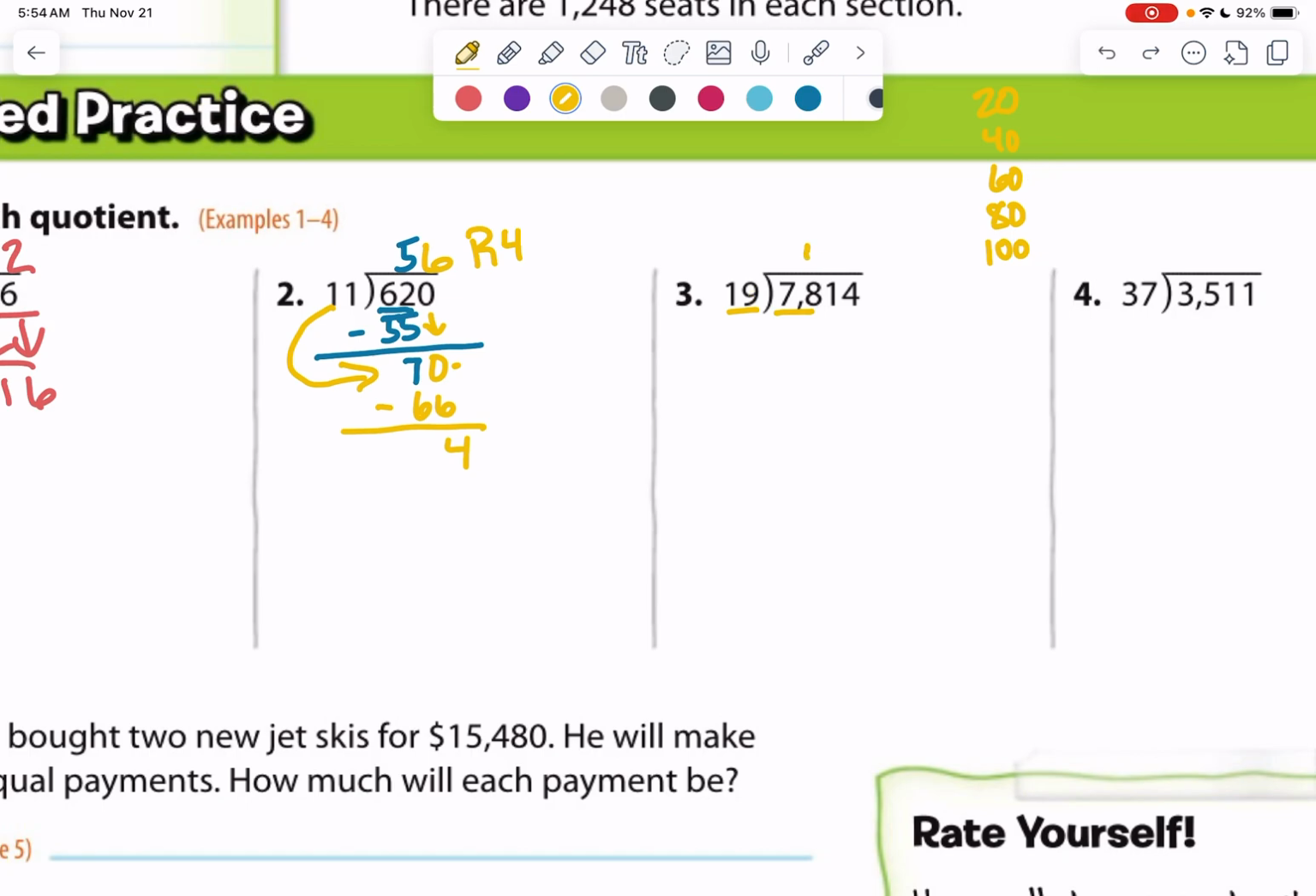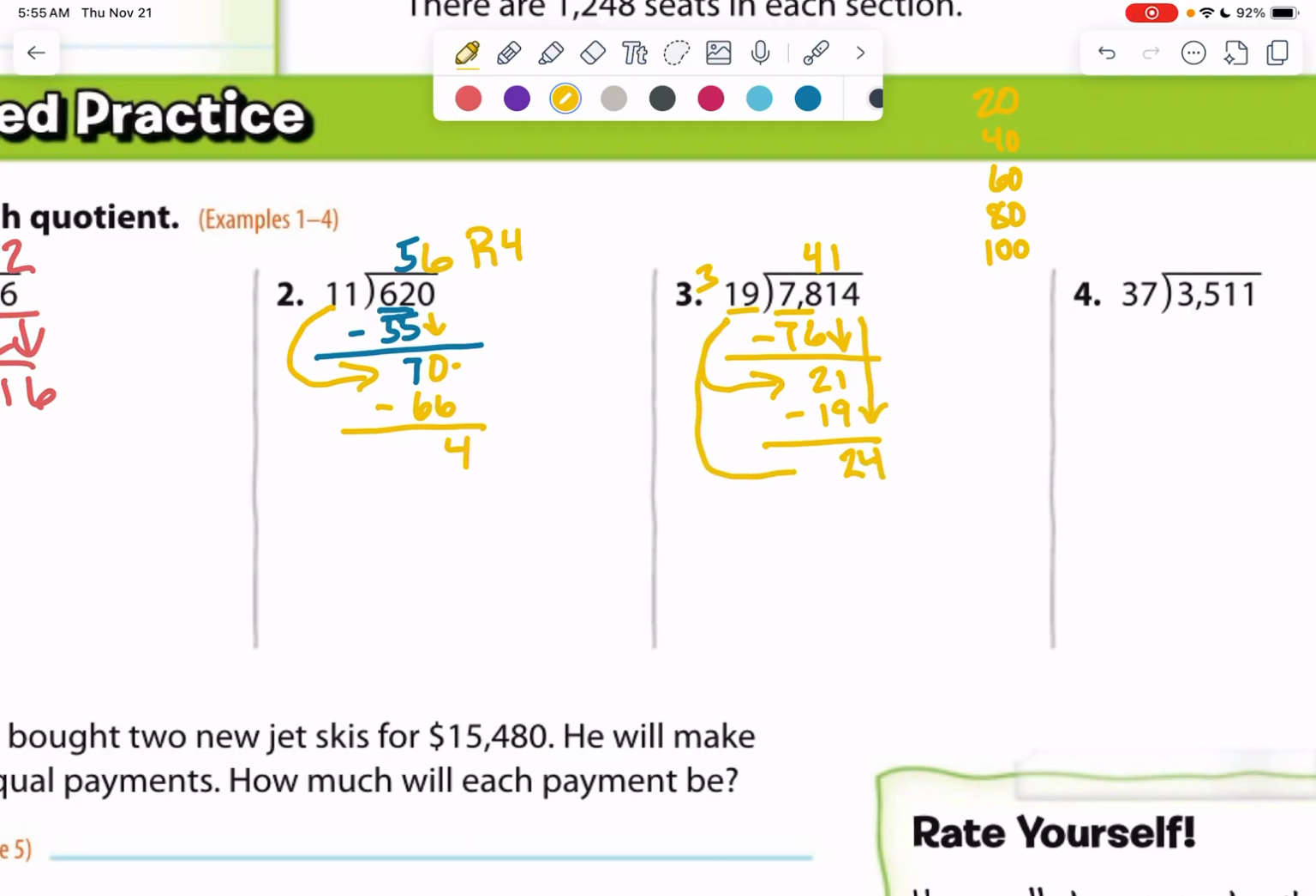Okay, 4 times. 4 times 9 is 36. 4 times 1 is 4, plus 3 is 7. Subtract. 78, take away 76 is 2. Bring down. Now I'm thinking about 19 and a 21. And it obviously only goes in one time. 1 times 19 is 19. Subtract. 19, 20, 21. That's 2. Okay? Bring down our last digit, 4.